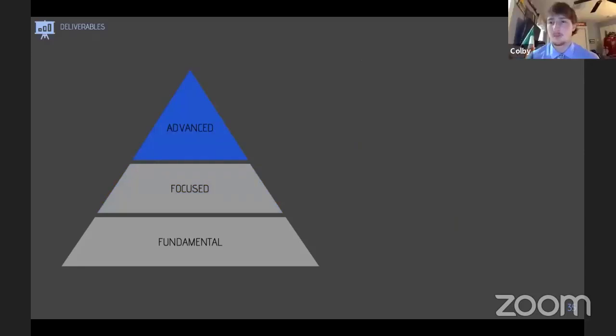Advanced measures are at the top of our hierarchy. We consider these to be advanced as they require both fundamental and focused measures to already be in place. First is treatment of essential workers. By providing treatment for these workers, it will make them less worried to report themselves for showing symptoms.